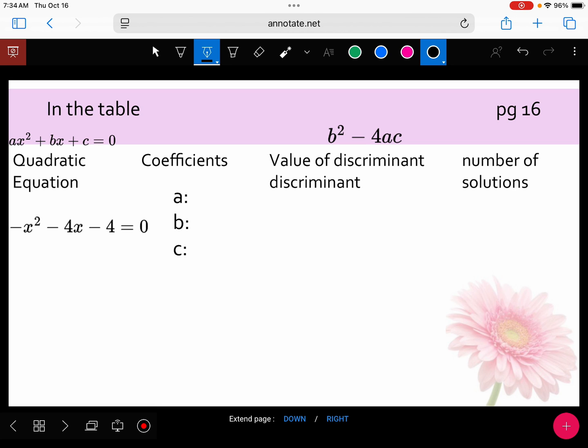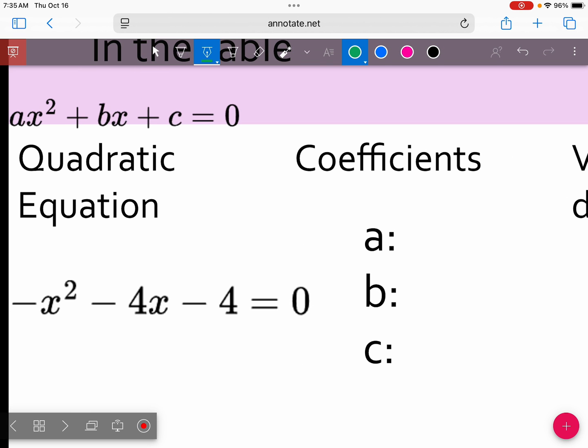So very, very similar. We're going to keep working down this table, finding our A, B, and C, identifying these pieces. What's our A on this one? -1. Be really, really careful. Signs are super important on these. What's our B? -4. And what's our C? -4. So we have a lot of negatives in this one.